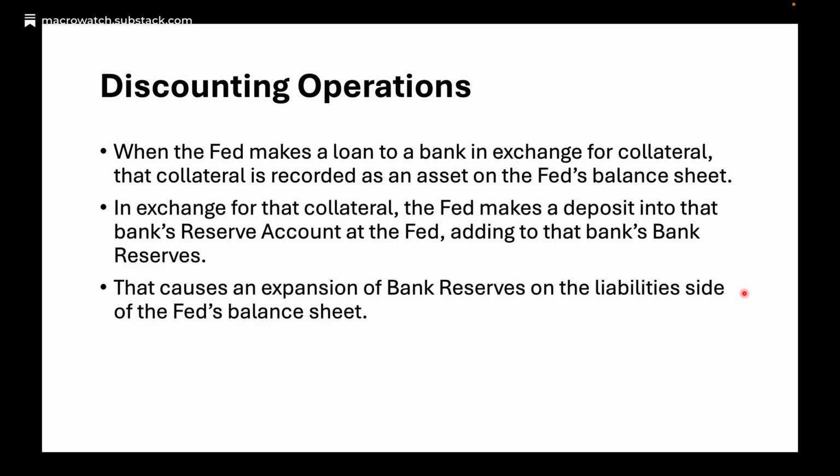When the Fed makes a loan to a bank in exchange for collateral, that collateral is recorded as an asset on the Fed's balance sheet. In exchange for that collateral, the Fed makes a deposit into that bank's reserve account at the Fed, adding to that bank's bank reserves. That causes an expansion of bank reserves on the liability side of the Fed's balance sheet.